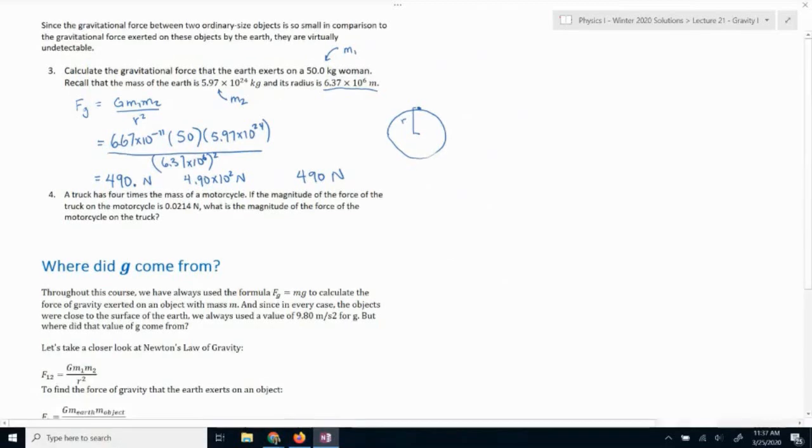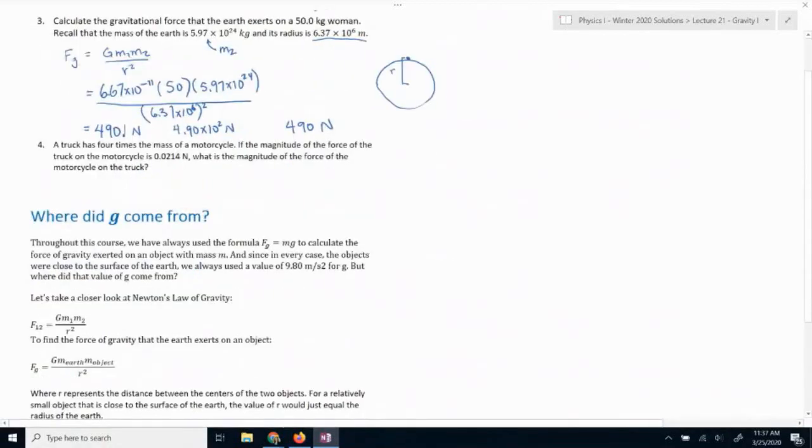Okay. Number 4. A truck has 4 times the mass of a motorcycle. If the magnitude of the force of the truck on the motorcycle is 0.0214 newtons, what is the magnitude of the force of the motorcycle on the truck? So just take a moment to read this question again, think about it, and let me know what you think.